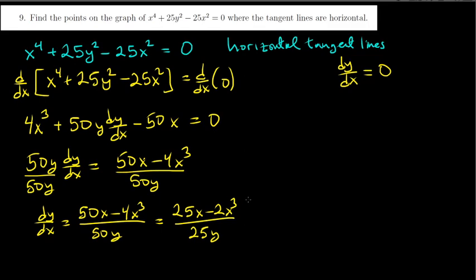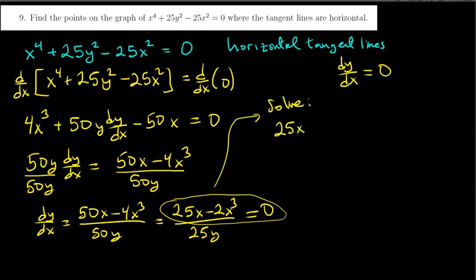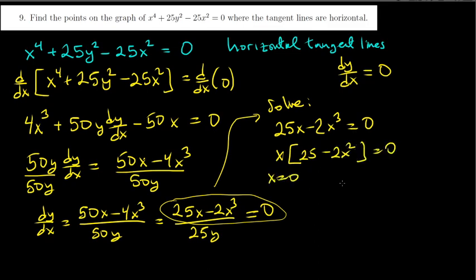Okay, so remember our goal is to figure out where the derivative equals 0. Where does it equal 0? When the numerator is 0. So we just have to solve the equation 25x minus 2x cubed equals 0. And that's not hard, right? Factor out an x. So we get x equals 0 as one solution, and then x squared is equal to 25 over 2. Take the square root, don't forget plus or minus, 5 over square root of 2.